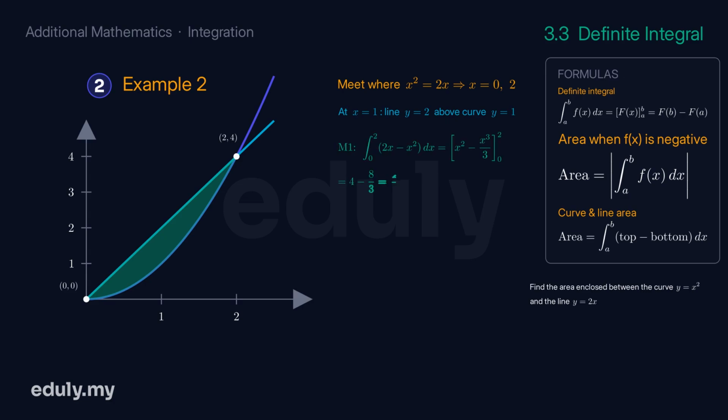Method 1, the direct way. Integrate top minus bottom, 2x minus x squared from 0 to 2. That gives 4 minus 8/3, which is 4/3. Method 2, an independent check. The triangle under the line has area 4, the area under the curve is 8/3, and 4 minus 8/3 also gives 4/3. Both methods agree exactly.